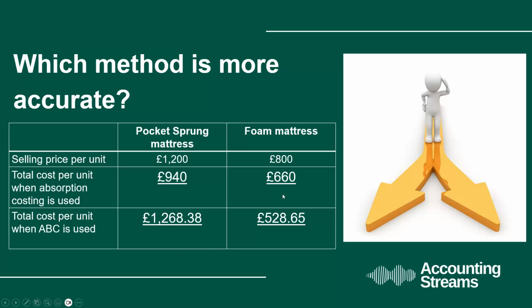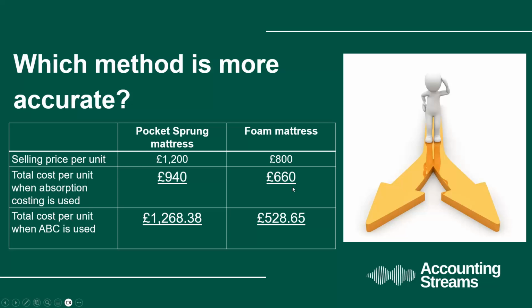It also tells us that the foam mattress is actually more profitable than we think it is if we use the activity-based costing method. So we could advise the management of Good Sleep Limited to consider factors that would drive down the cost of making the pocket sprung mattress, so that it is at least lower than the selling price, and they can make the product profitable. Or they can consider increasing the selling price if possible. They need to consider other factors. They might also consider producing more foam mattresses than they are planning to at the moment. It also depends on other factors such as market demand.